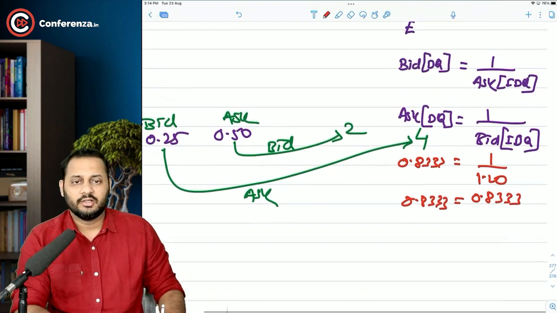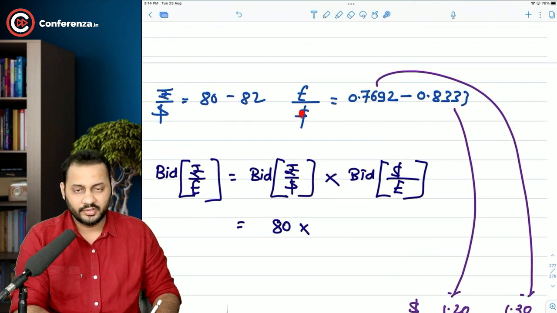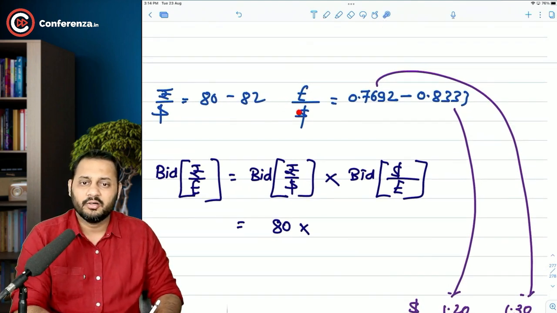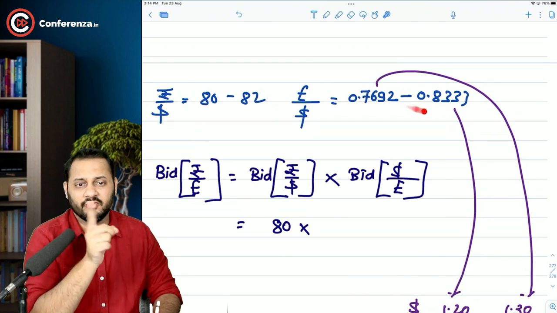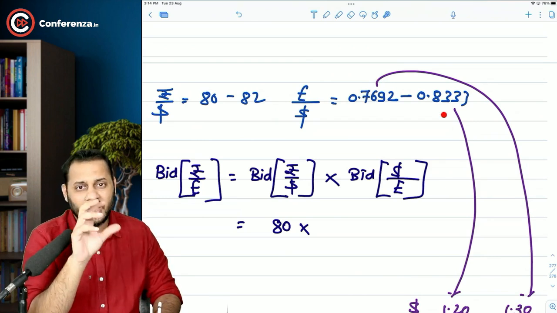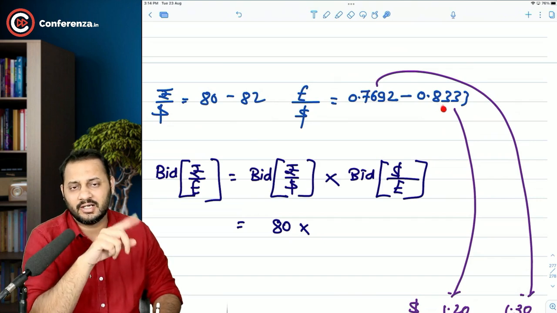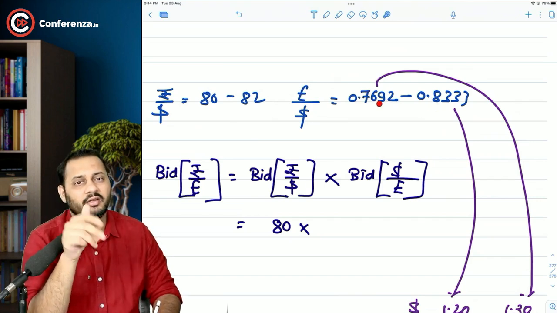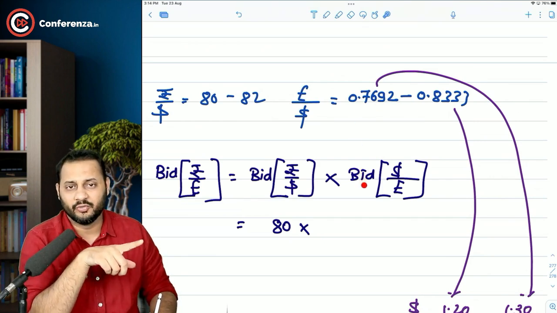Do you get that? The only thing that you have to do along with the conversion is, when you convert it from pound per dollar to dollar per pound, you have to remember two things. First, reverse these figures, and the placement should be opposite. Bid should become ask, ask should become bid after reversing. That's the only thing. So what are you going to write down here when you reverse that?